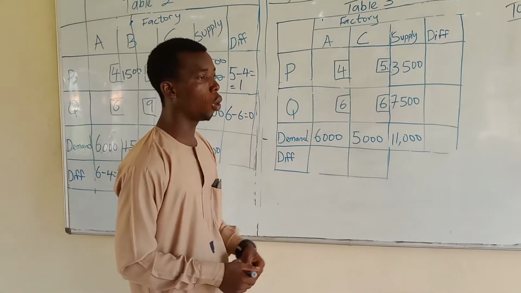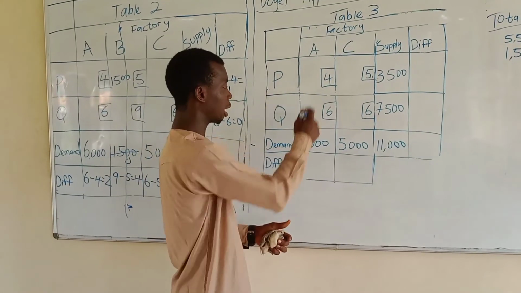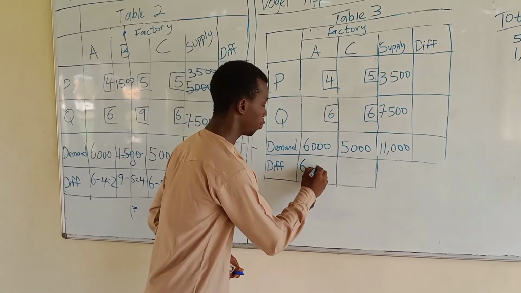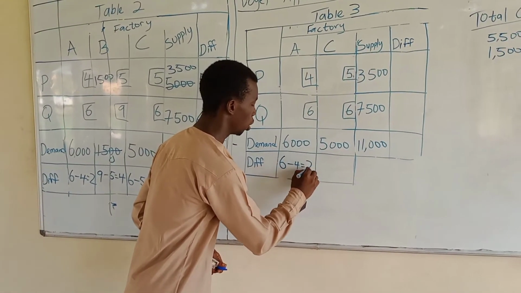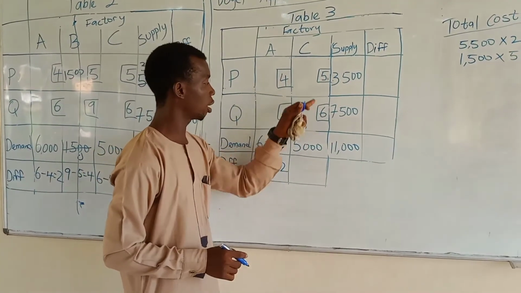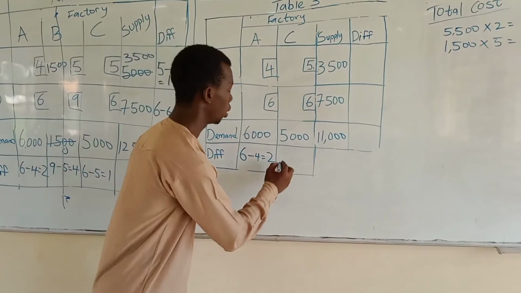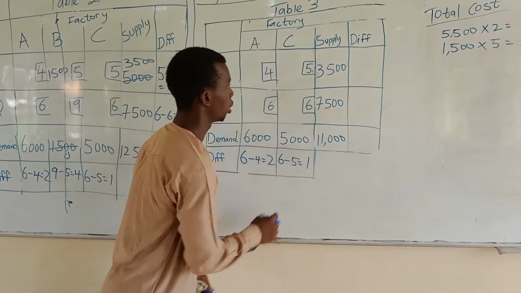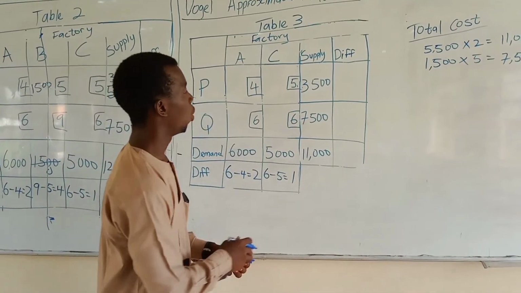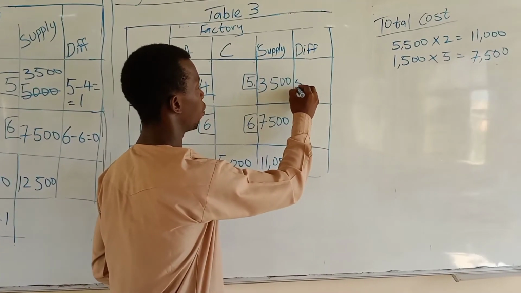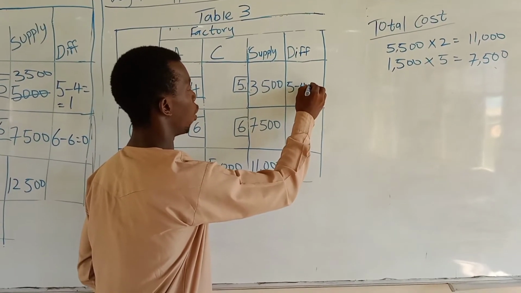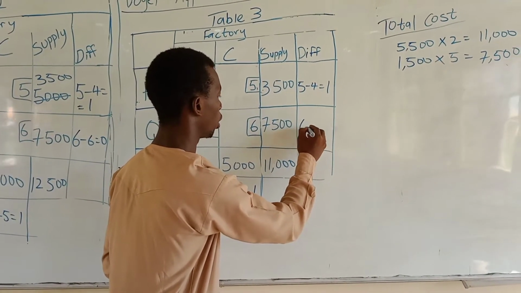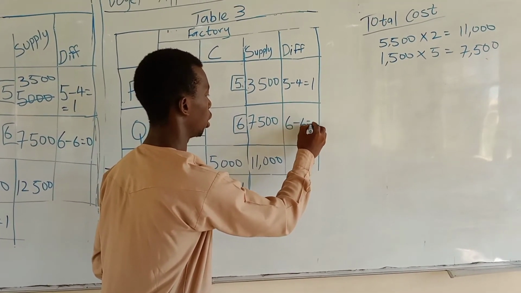Now let's go again. 6 and 4, we have 6 and 4 here. So 6 minus 4 equals 2. Here we have 6 and 5, 6 minus 5 equals 1. Here we have 4 and 5, 5 minus 4 equals 1. And we have 6 and 6, 6 minus 6 equals 0.